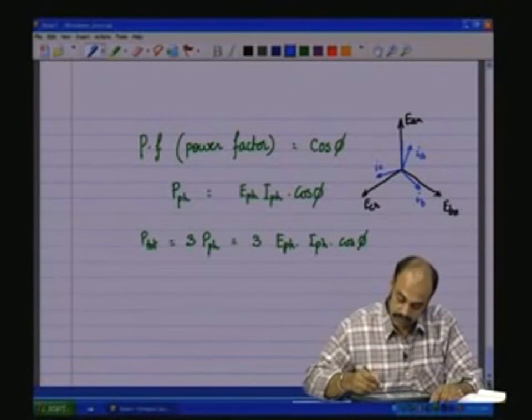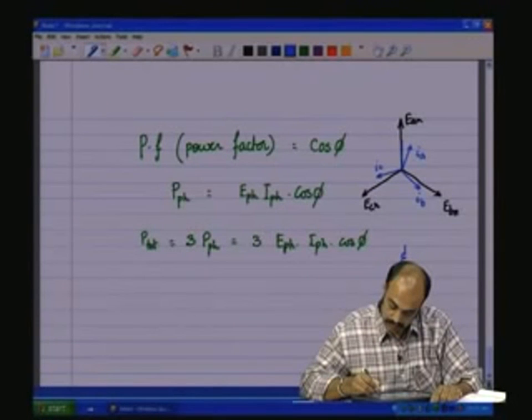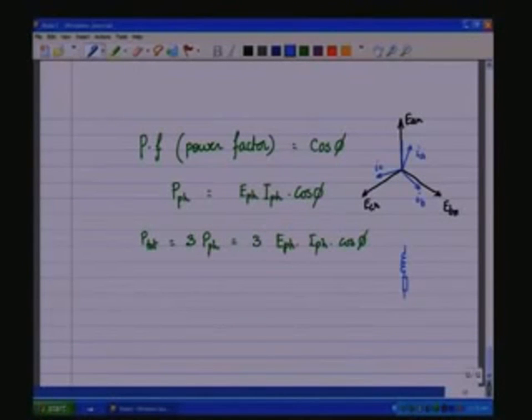How does this come about? You will see that if you have a circuit like the one shown here, with A, B and C, which is inductive in nature, an RL circuit, R, L, R, L, R and L, the same R's and L's, a balanced load, you will see the currents lagging the voltage in every phase.